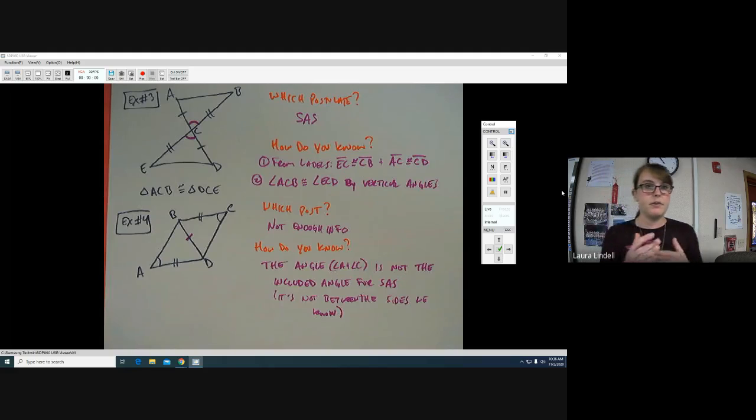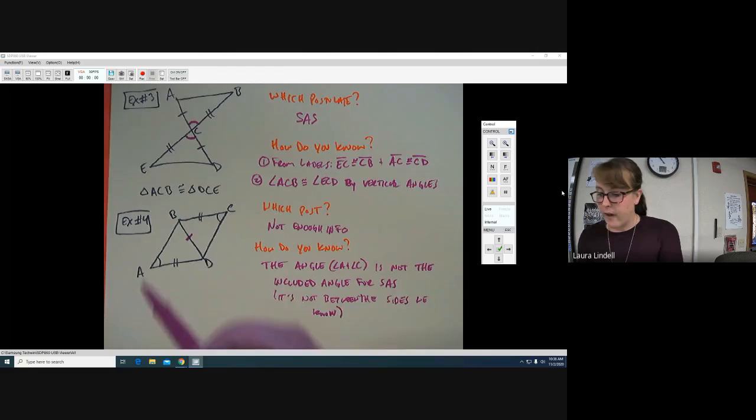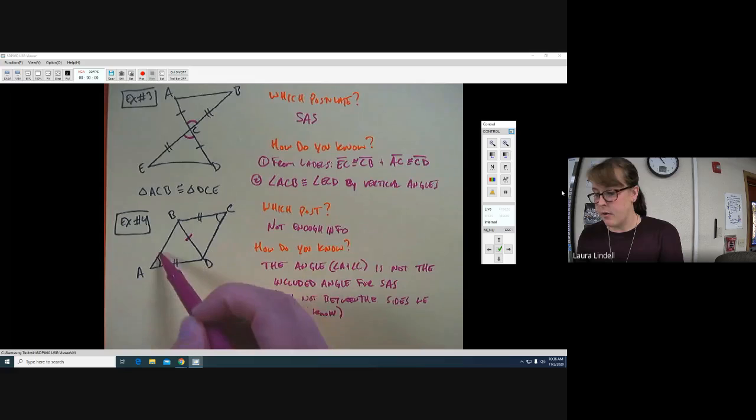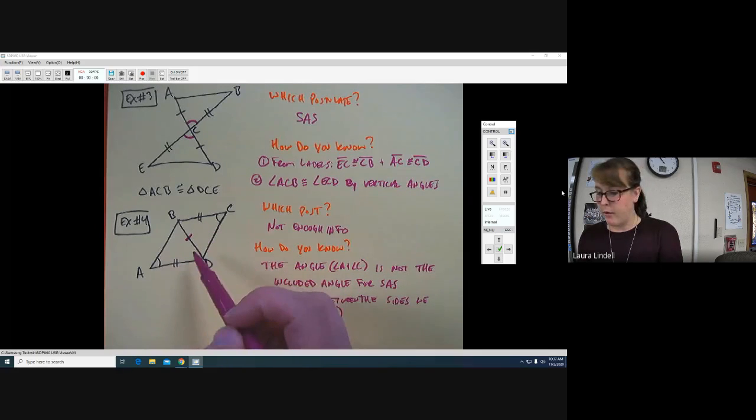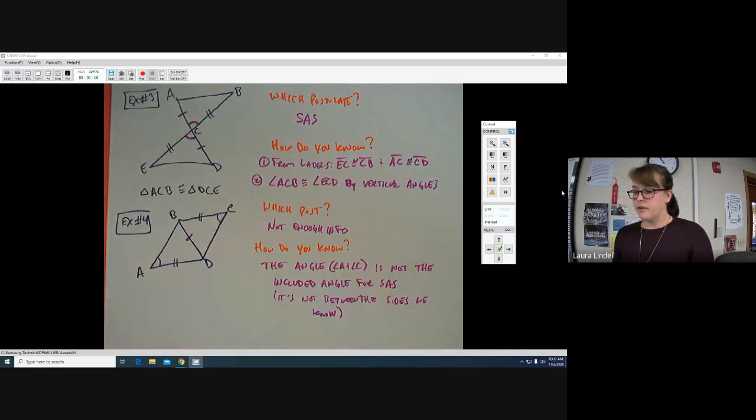It's not the angle that's in between the two sides that we know. If I was going to use this angle, I would need to know that these two sides have matches over here. But I don't know that. I only know that these two match and that this one matches itself. So there's not enough info, and we know because the angle that we know is not the included angle. Okay, so those are kind of all the new possibilities that we have for different ways to know different pictures that we might see for triangles to be congruent with SAS and with SSS.